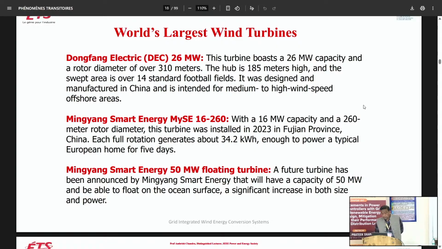So now coming to the PMSG based wind energy conversion system. What are the features of a permanent magnet synchronous generator based directly driven wind energy conversion system? One important thing is the elimination of the gearbox, because the gearbox is always a problem. Almost 10% of energy is wasted in the gearbox. Can you believe? 10% of energy is wasted in the gearbox. And the maintenance of the gearbox is not that easy.